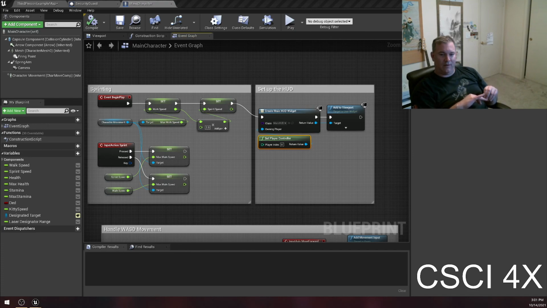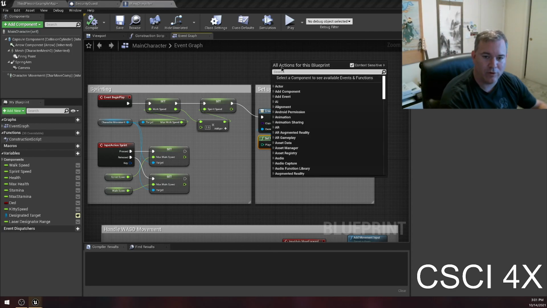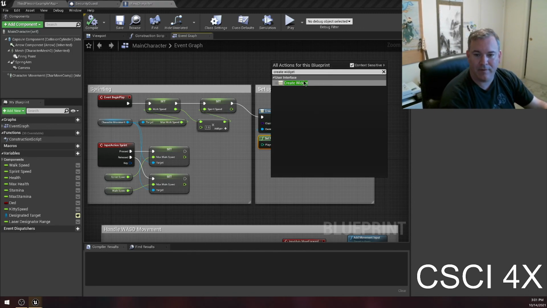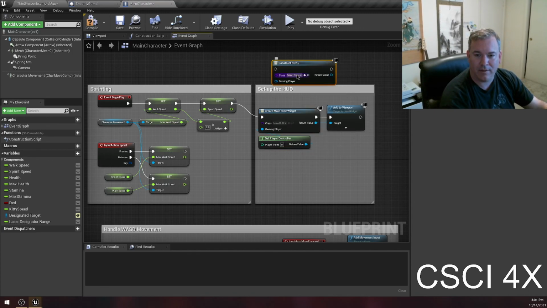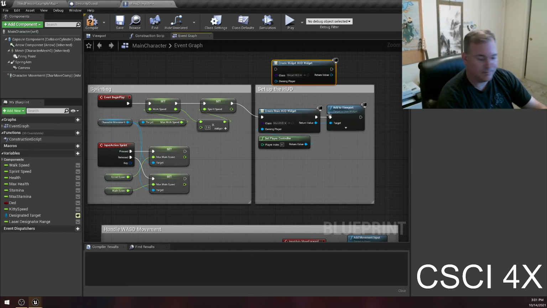You don't need to, main HUD is just the name of my widget. So it's just called create widget. So if you go to create widget like that, then you pick what kind of widget. Okay, and it changes the name up here. The owning player is connected to player controller 0, and the result of this attaches to the viewport.